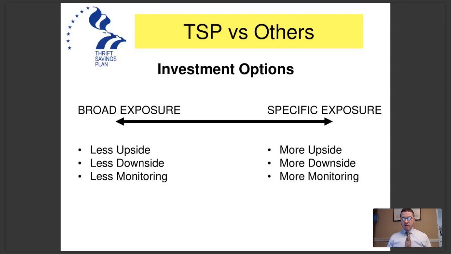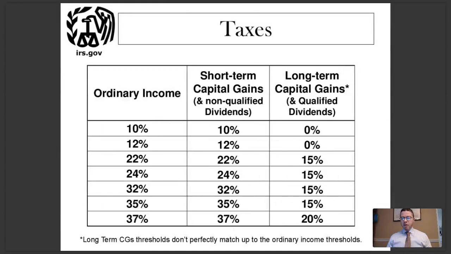Okay, let's go a little bit further. I want to talk about the taxation. This is going to be a very important conversation. Now, when it comes to taxation, you have the taxation of your TSP. I don't know if you guys know this, but any money that comes out of your TSP is going to be taxed as ordinary income. So on this chart over here, you see on the left-hand side, any money is going to be treated as ordinary income.